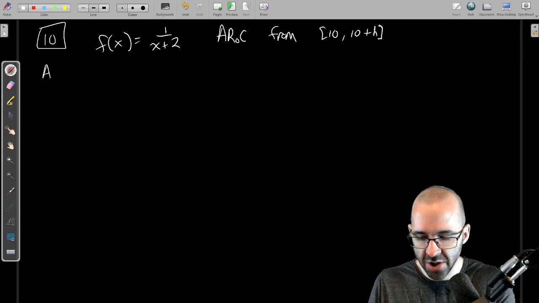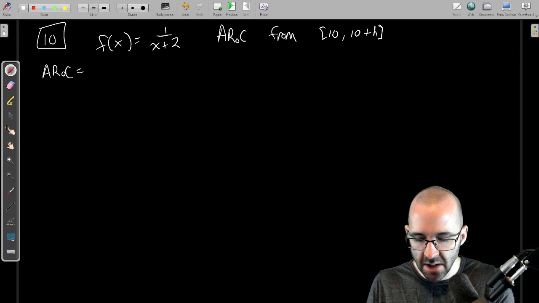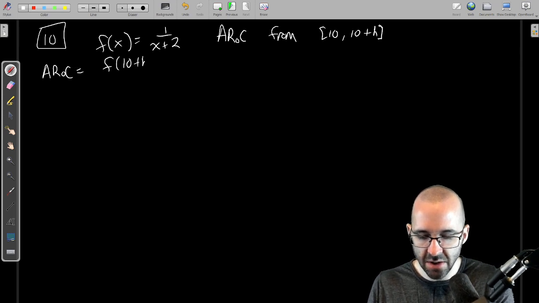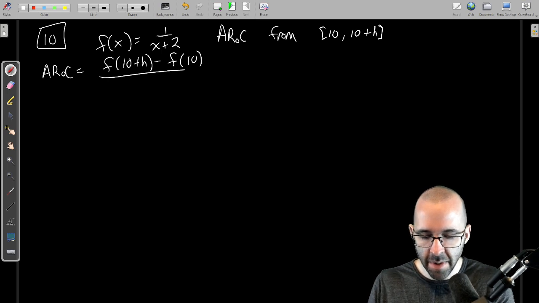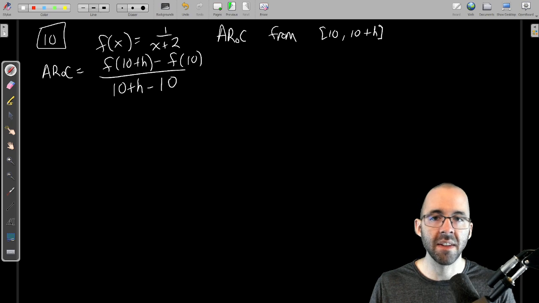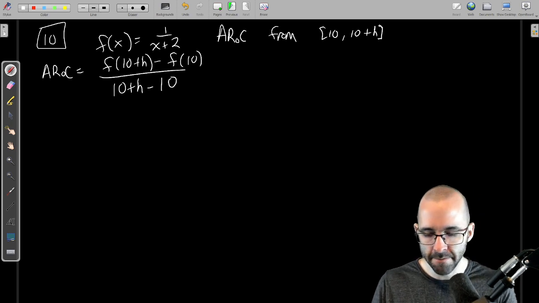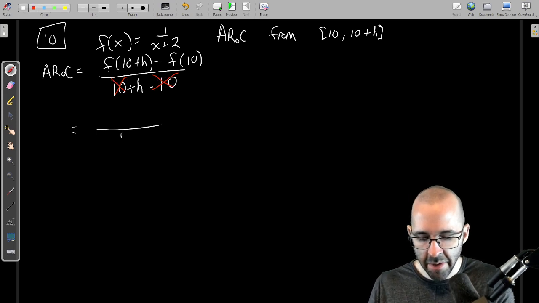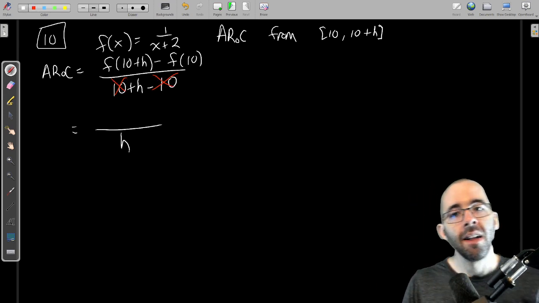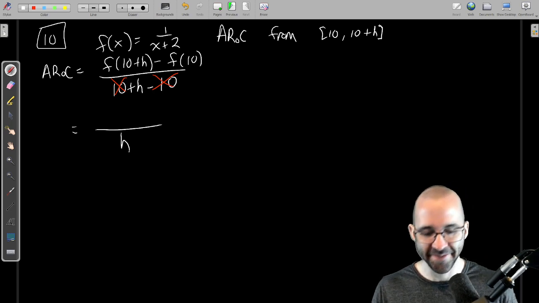So our average rate of change, we'll use that same formula. It'll be the function value at 10 plus h minus the function value at 10, divided by 10 plus h minus 10, the second input minus the first input. Now the denominator is really easy. 10 plus h minus 10, the denominator is only h. The numerator is more fun.